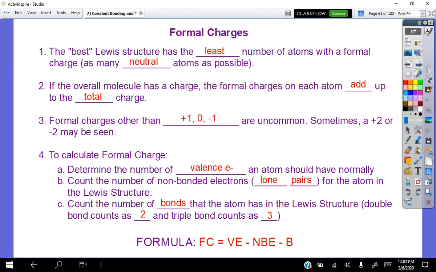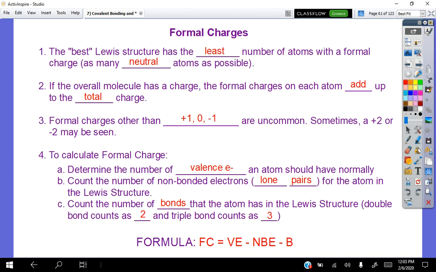A formal charge essentially is a way that chemists can keep track of how many electrons something should have versus how many it ends up having in the structure. And we know that it's not an actual charge. It's not a charge in the sense of a cation or an anion, but it is an uneven distribution of electrons.